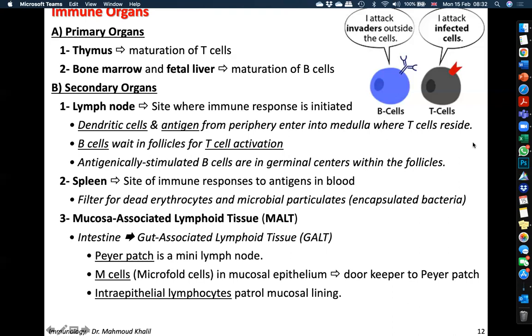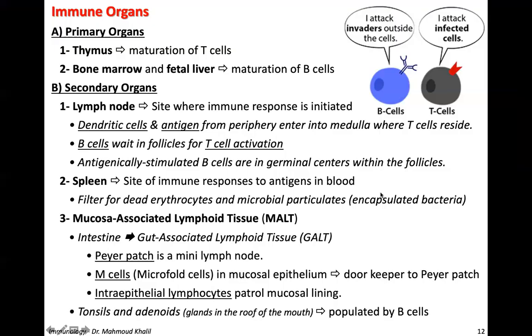And you also have intraepithelial lymphocytes, a kind of lymphocyte that is specific for the location, the gut-associated lymphoid tissue, patrolling the mucosal lining, because as you know, the mucosal lining is the first layer that food in our gut is exposed to. So if this food has a lot of bacteria, you will have this kind of lymphocyte, the intraepithelial lymphocyte, patrolling the mucosal lining, searching for invaders.